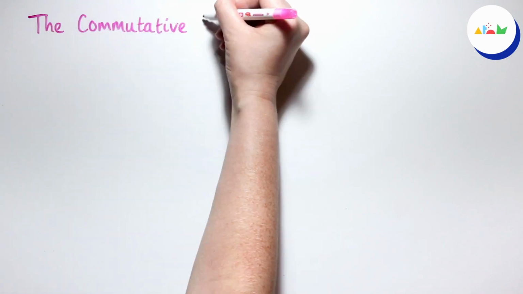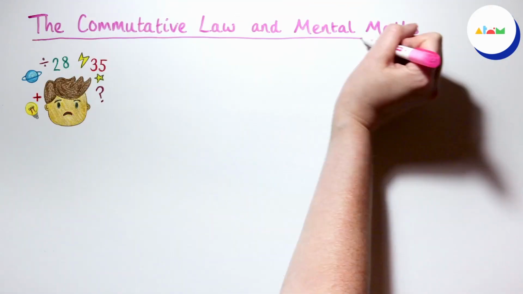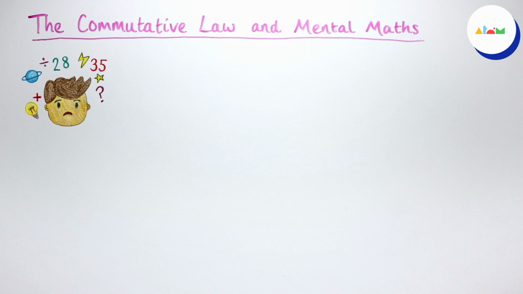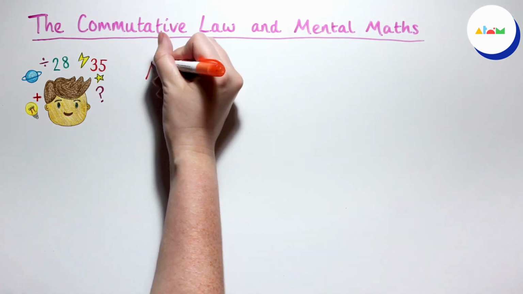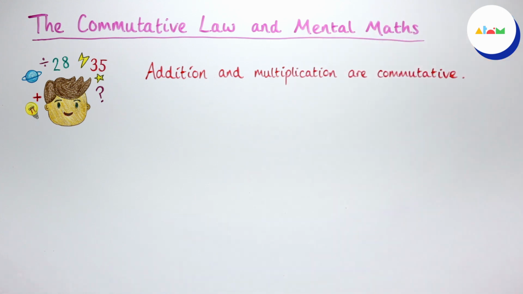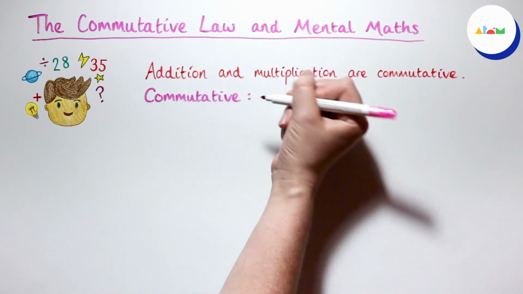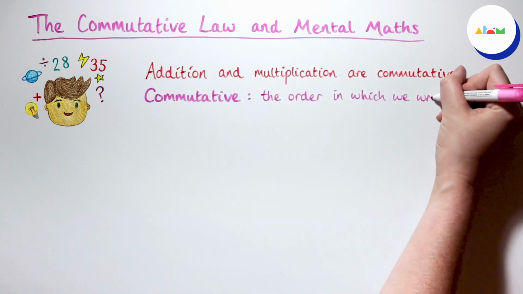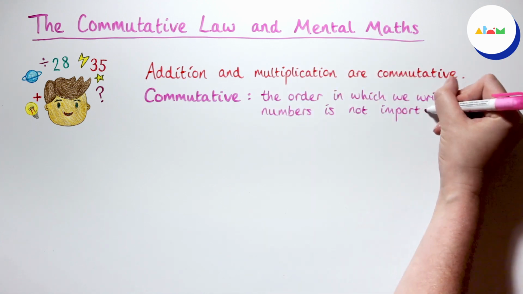In this video, we will look at some calculations that look too tricky to be done mentally, but that turn out to be doable. The main thing we will need to remember is that addition and multiplication are commutative. When an operation is commutative, it means that the order in which we write the numbers is not important.